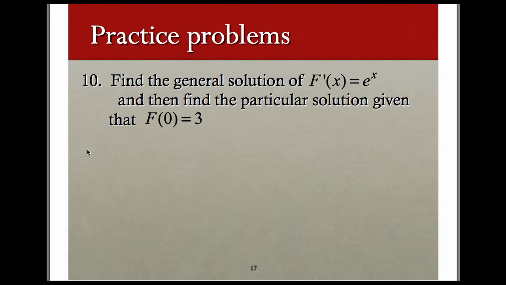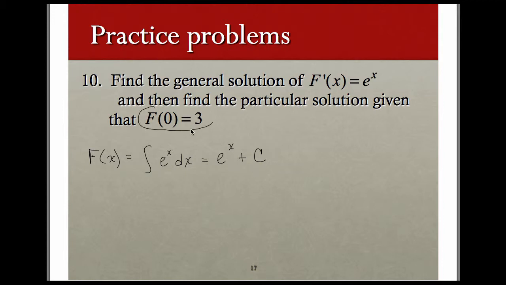What we're finding is the original function, which is going to be the antiderivative of e to the x dx. Hopefully you remember what this rule is. The antiderivative of e to the x, remember, is simply e to the x plus c. So we know that's what the original function would have been. Now we want to find the plus c part.